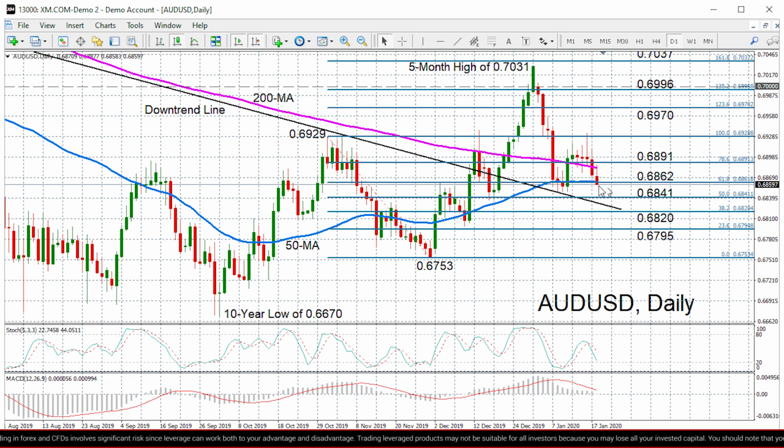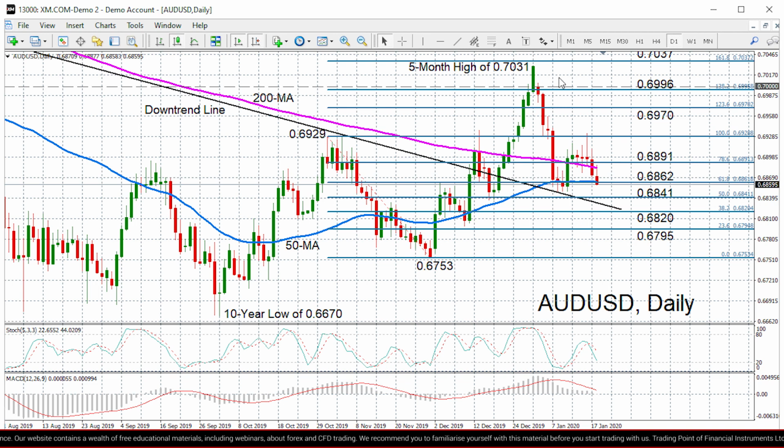If though prices do bounce off the current immediate support around the 50-day MA, the first hurdle to the upside is the 78.6% Fibonacci at 0.6891. Above that, we've got an important resistance around 0.6930. So that had been tested several times before and only managed to break above it when we had that strong rally at the end of last year.